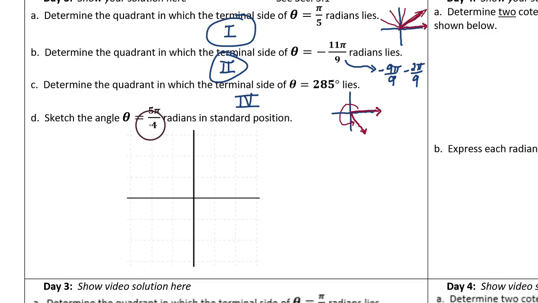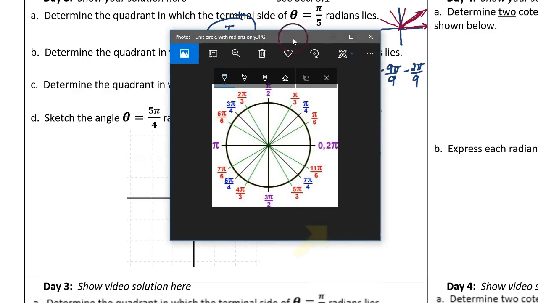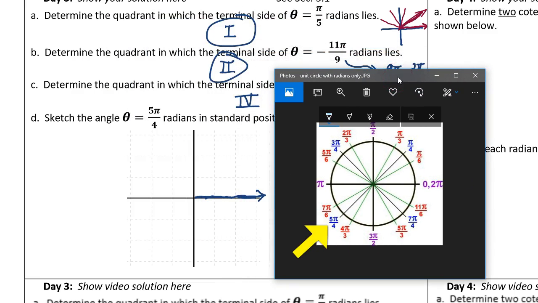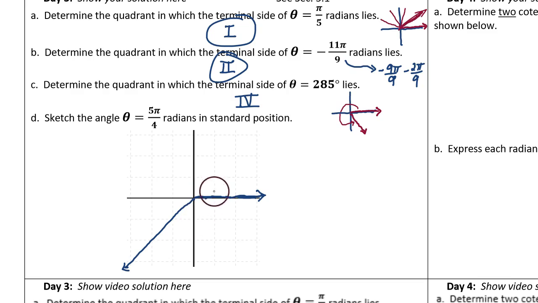Question D, sketch this angle in standard position. We know that one side of the angle always starts at the origin and goes to the right. Now we need to locate 5 pi over 4 radians. Let me bring up my unit circle picture. Here is 5 pi over 4, and so we see that the ray splits quadrant 3 right in half. Here's the angle.